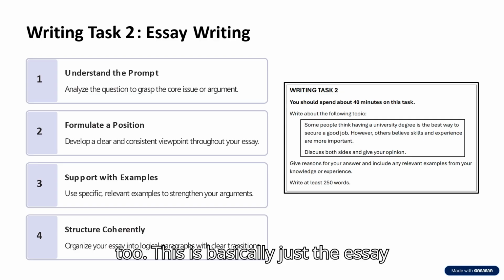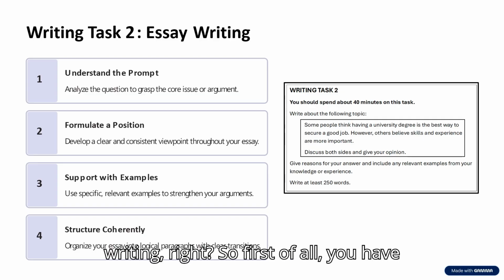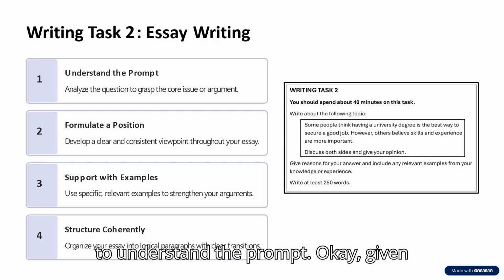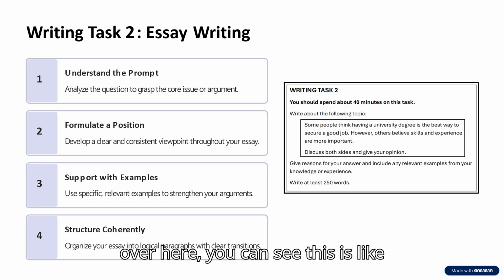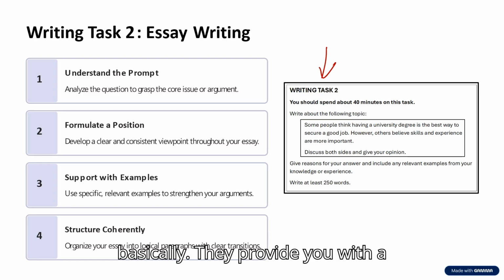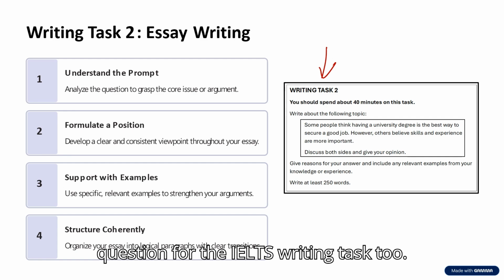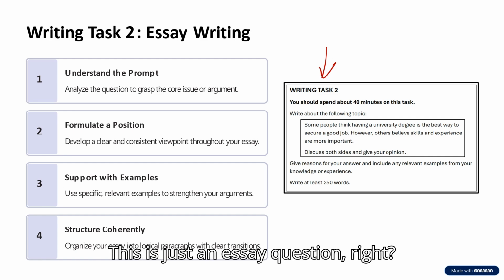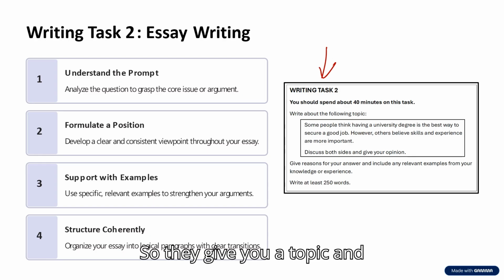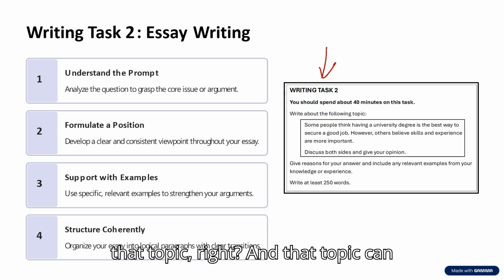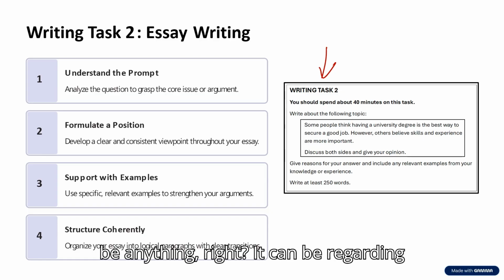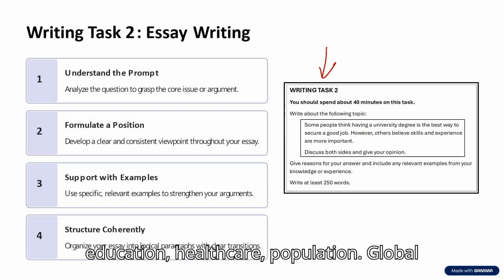So moving on to writing task 2, this is basically just essay writing. First of all, you have to understand the prompt. Given here, you can see the official question. This is how they provide you with the question for the IELTS writing task 2. This is just an essay question. They give you a topic and you have to write an essay on that topic, and that topic can be anything. It can be regarding education, healthcare, population, global issues, etc.